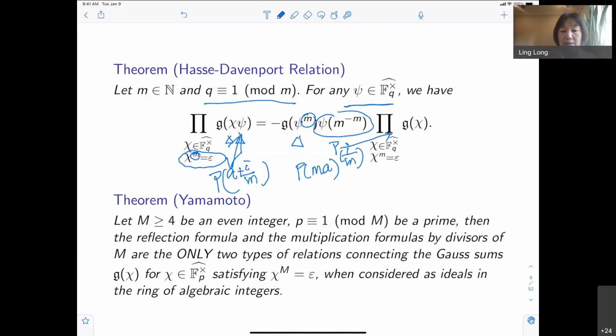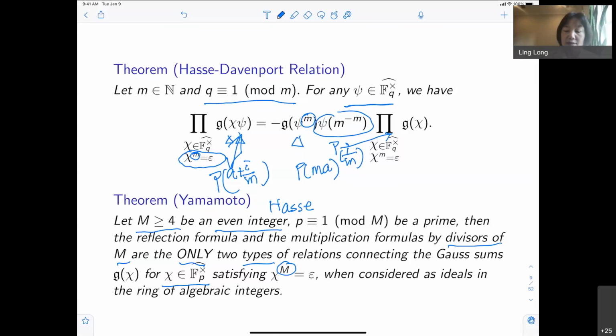And it turns out that Yamamoto proved a conjecture by Hasse: if m is any even integer and p satisfies the property that it is 1 modulo m, then more or less the reflection formula we mentioned on the previous page and the multiplication formulas by the divisors of this m are the only two types of relations among Gauss sums for all the multiplicative characters whose order divides this m.